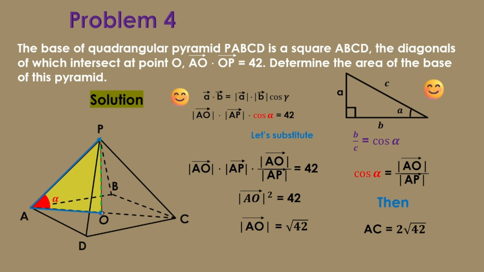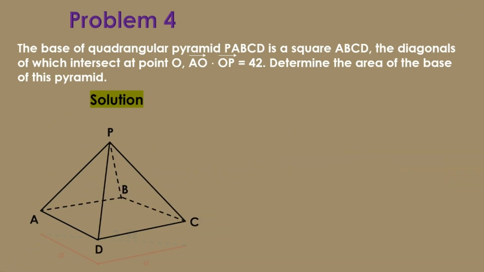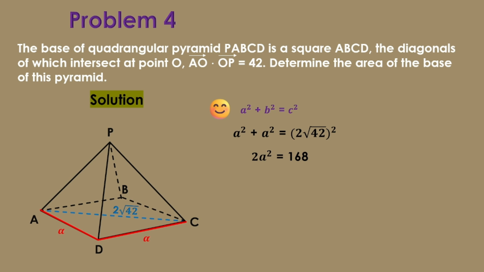And AO is half the diagonal of the square ABCD, because the base of a regular quadrilateral pyramid is a square. So AC will be twice as long as AO, so AC will be 2 square roots of 42. Next, I mark in blue the diagonal of the square that we just found, and I mark the sides of the square by a, because the sides of a square are always equal. And now in the Pythagorean formula, we can substitute instead of a and b, simply a, and instead of c, 2 square roots of 42.